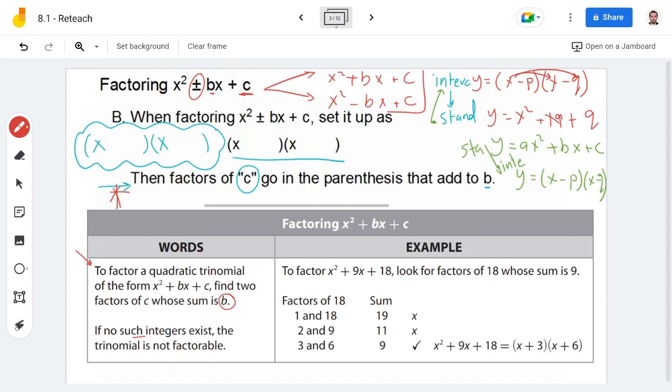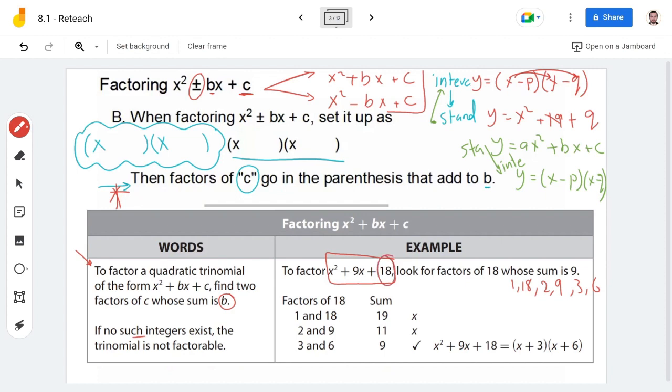Look at this example. I have x squared plus 9x plus 18. The first step is to find the factors of 18. What are the factors of 18? 1 times 18, we have 2 and 9, and we have 3 and 6. After we find all of these factors, now these are the factors for 18.